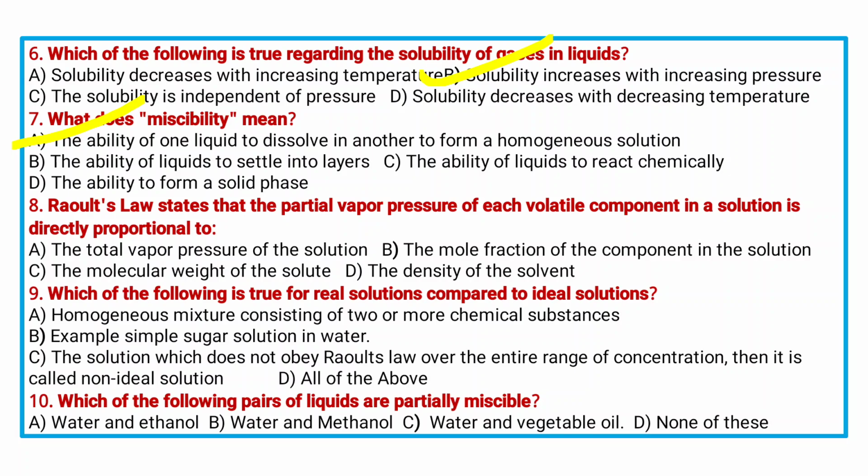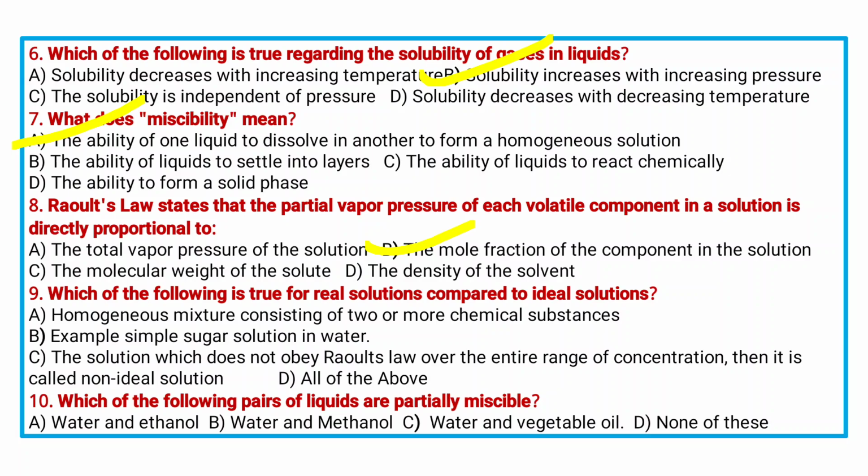Raoult's law states that the partial vapor pressure of each volatile component in a solution is directly proportional to the mole fraction of the component in the solution. B is the correct answer. Next question: which of the following is true for a real solution compared to an ideal solution?